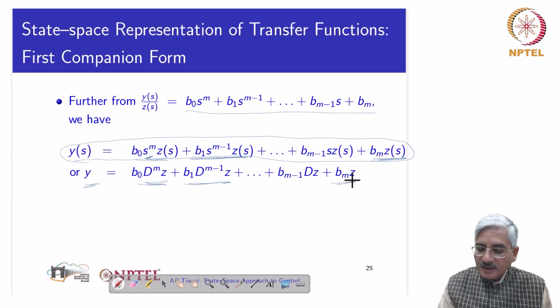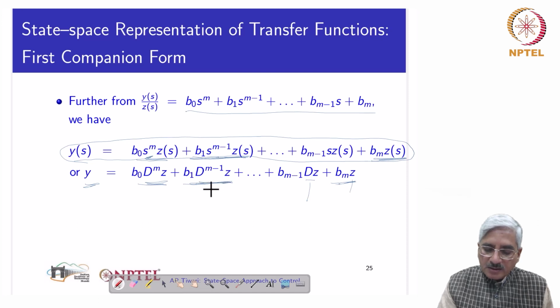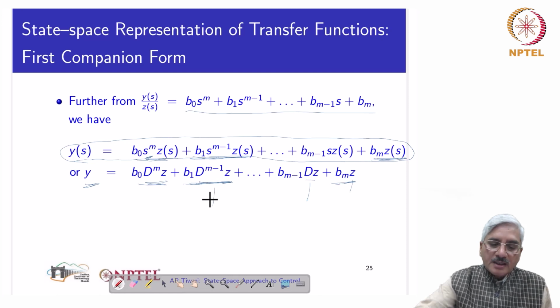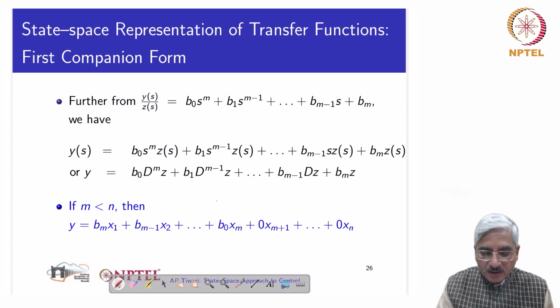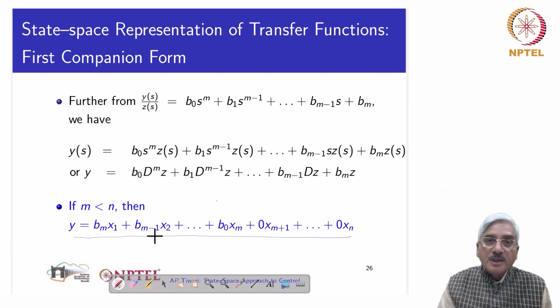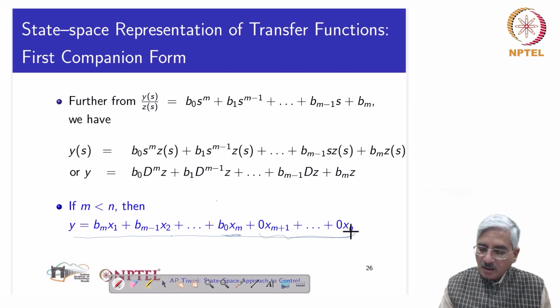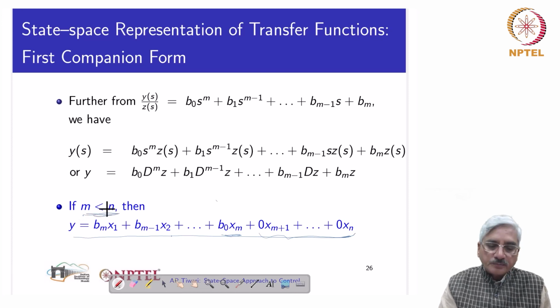Now we identified z as x1, dz as x2, the m minus 1th derivative of z as xm, and so on. So y gets represented in terms of the state variables like this: y equals bm x1 plus bm minus 1 x2, etc. up to b0 x(m+1), and the remaining terms are 0, so 0 times x(m+2) up to 0 times xn. This is when m is less than n.